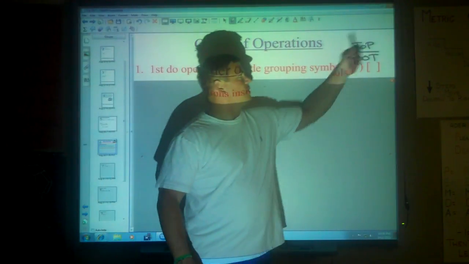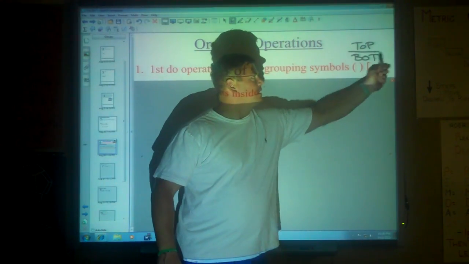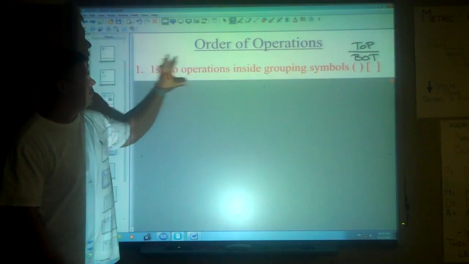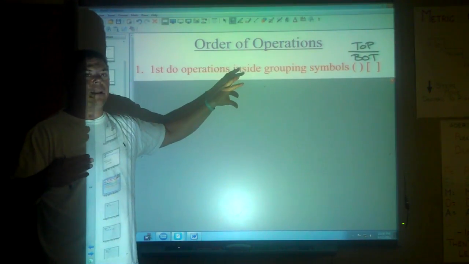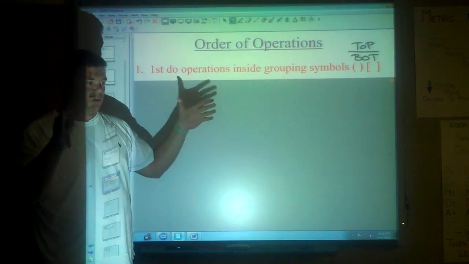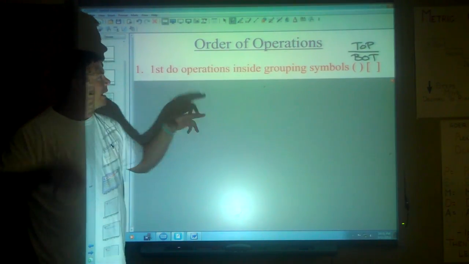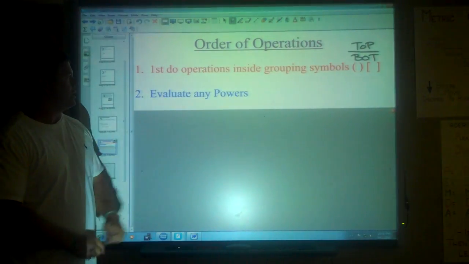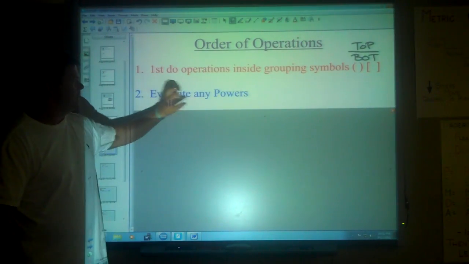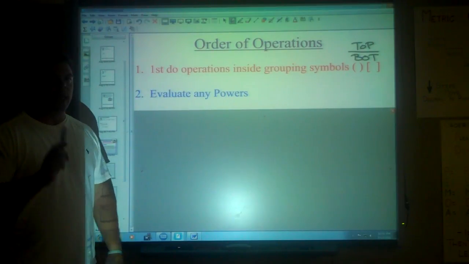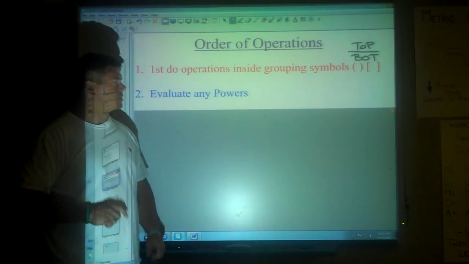If you have a top and a bottom, do everything on top, do everything on the bottom, and then divide last. After you've taken care of all the information inside the parentheses, and it's possible you might have more parentheses inside them, you must go all the way inside and work your way back out. Next step, evaluate any powers. That's the exponents, the small number to the top right of the base.